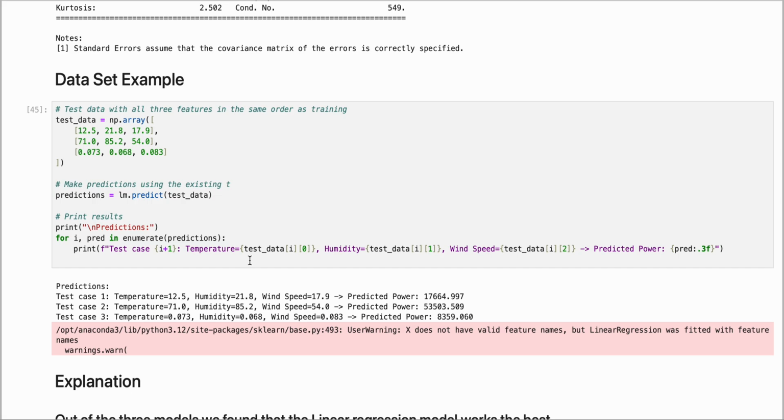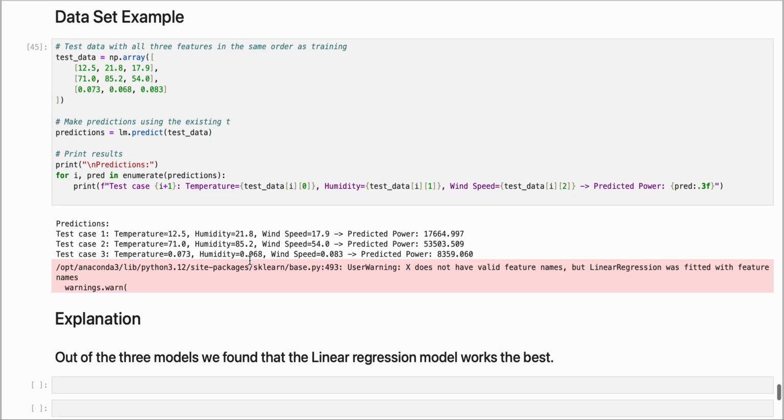Test case number 2: temperature is 71.0, humidity is 85.2, wind speed is 54.0, and the predicted power is 53,503.509. In test case number 3, temperature is 0.073, humidity is 0.068, and the wind speed is 0.083, and the predicted power is 8,359.60.